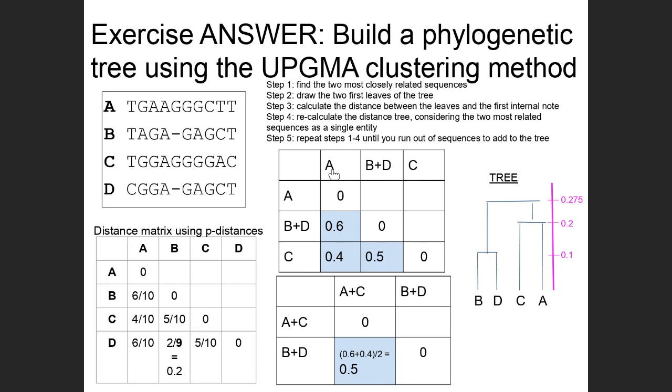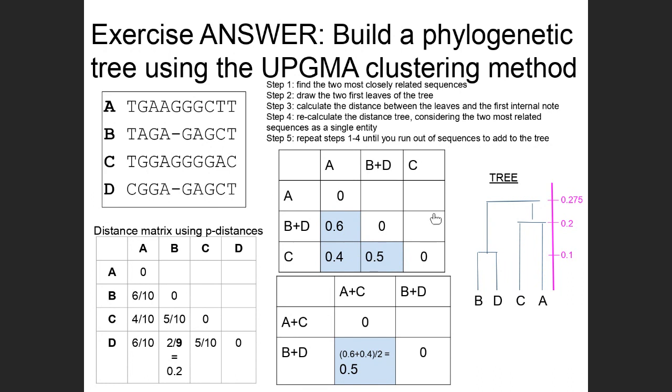And then the A and C stay the same, 4/10, and C and B and D is the average between the distance C and B and C and D. So you're going to look at C and D, okay, not here, C and D is half, and C and B also half. So the average between half and half is half.